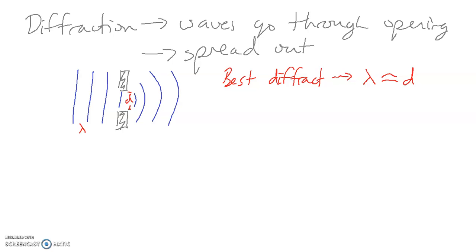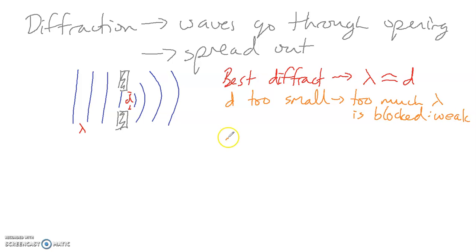So if we go back to this picture here, if that D value is too small, basically too much of the actual wavelengths is blocked. There's not enough of the wavelength and the energy going through. Too much is blocked, and it's really weak. So this makes it very weak. If the D value is too big, lots of energy gets through.